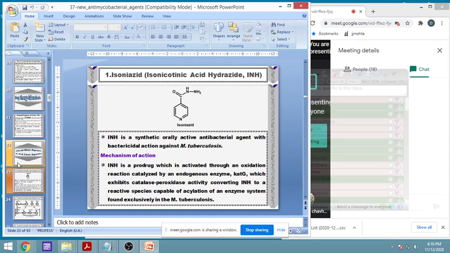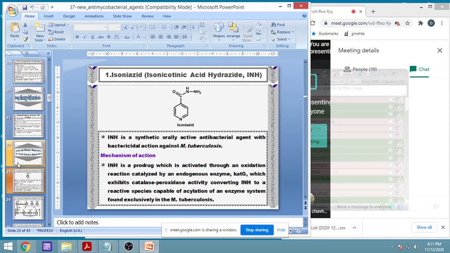First is isoniazid. It is a synthetic orally active antibacterial agent with bactericidal action against Mycobacterium tuberculosis. It is a prodrug which is activated through an oxidation reaction catalyzed by an endogenous enzyme KatG, which exhibits catalase peroxidase activity. It converts isoniazid into a reactive species capable of acylation of an enzyme system found exclusively in Mycobacterium tuberculosis. If you remember, therefore, isoniazid is the most important antibacterial drug for Mycobacterium tuberculosis, but it has no efficacy against other bacteria.